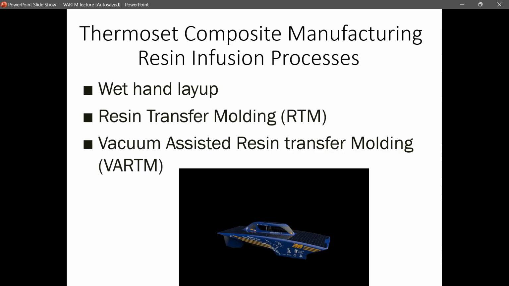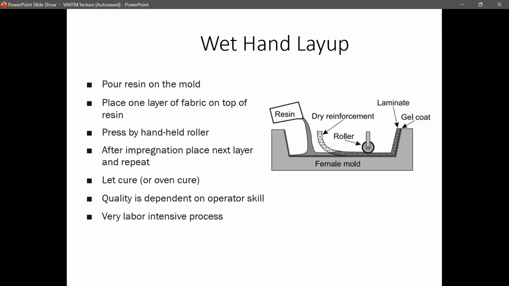Let's go from here. There are three main processes that we're going to focus on. First is the wet hand layup, then the RTM process, which stands for resin transfer molding, and then the VARTM process, which stands for vacuum assisted resin transfer molding. And in the lab, we are going to learn how to do this. Essentially, when you know how to do the vacuum-assisted resin transfer molding process, you will be able to do the other two on your own. The other two are going to be a little easier to handle.